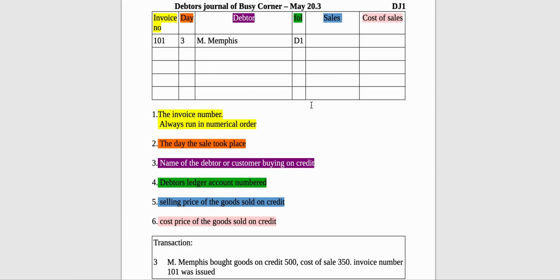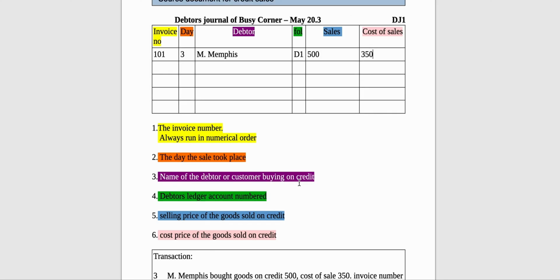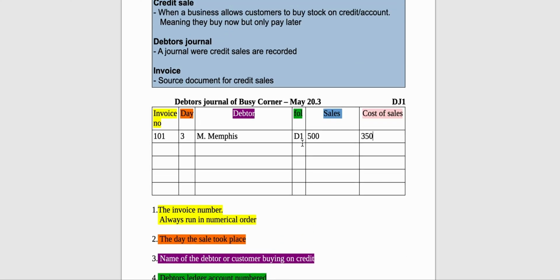Okay. And then sales. So the sales, as I have said, is the selling price of the goods that we sold on credit. So the transaction says M Memphis bought goods on credit 500. So he bought goods on credit for 500. So that is our selling price. Okay. Cost of sale 350. They are telling us that the goods that we have sold have cost us 350. So that is our cost of sale. You do not need to calculate it in this transaction because it has been given to you. So you have entered your transaction and then you get your full marks.